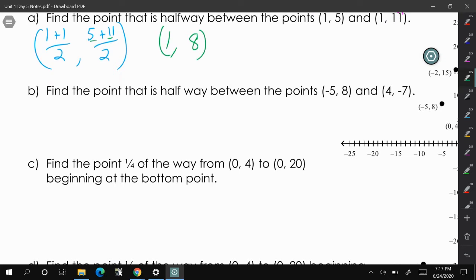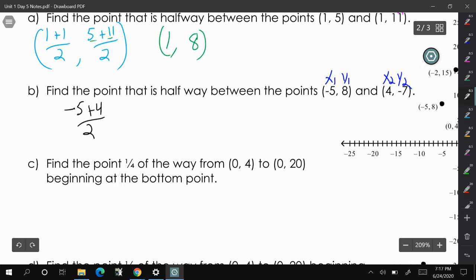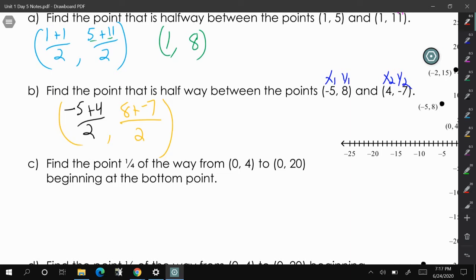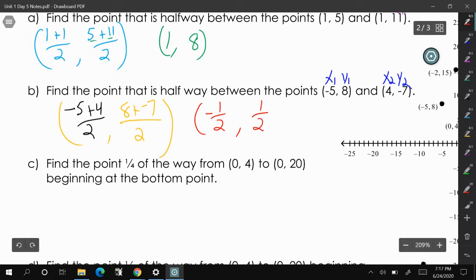Find the point that is halfway between the points -5, 8 and 4, -7. So again, let's add our x's. (-5 plus 4) over 2 and (8 plus -7) over 2. -5 plus 4 is -1. -1 over 2 is -1/2, or you can write it as -0.5. I will leave it as a fraction. 8 plus -7 is +1, so that gives us +1 over 2. Again, you could write that as +0.5.